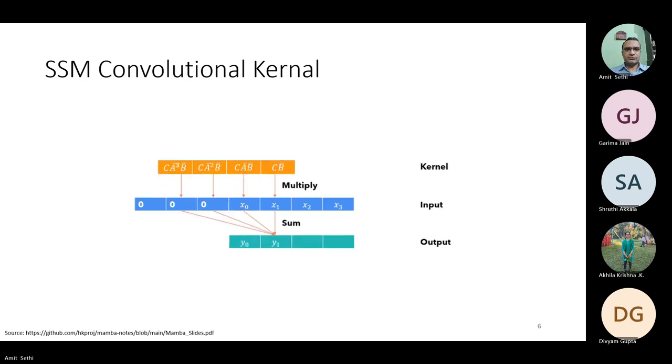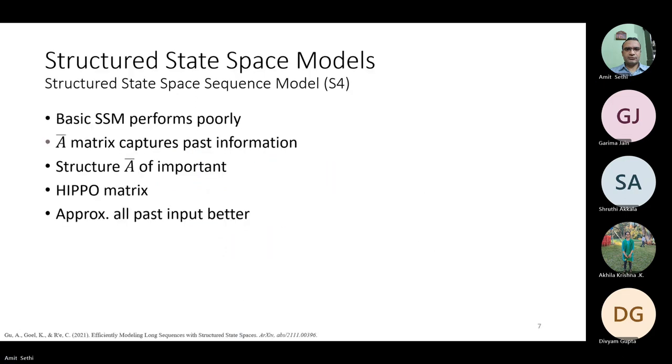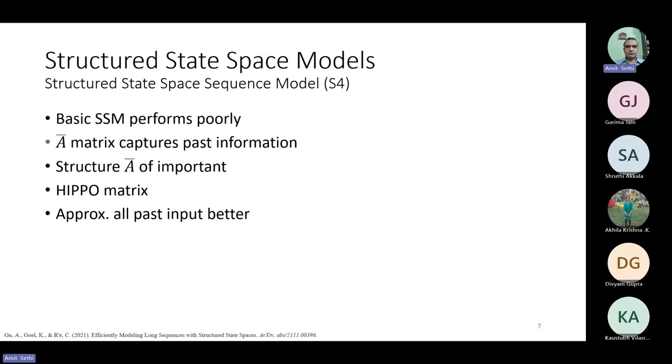Okay. So my point was, this is parallelizable. Yeah. Easily parallelizable. Then the S4 model came last year. And what is S4? I said count the SS, right? So it was a state space sequence model. So S3. In S4, they added one more thing, called structured state space sequence model. So what is structured state space sequence model? Basically, SSM performs poorly.